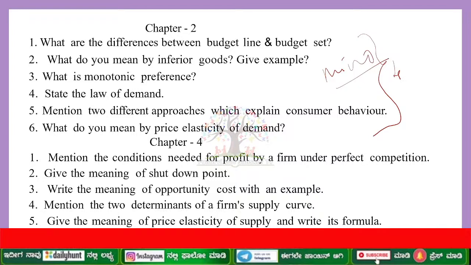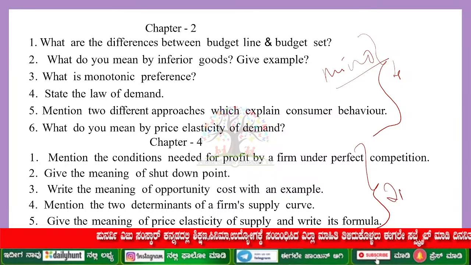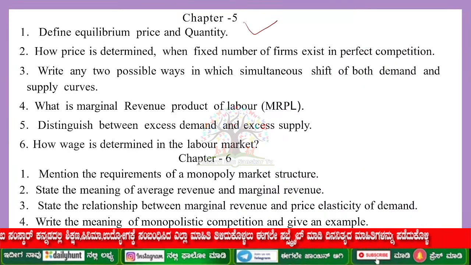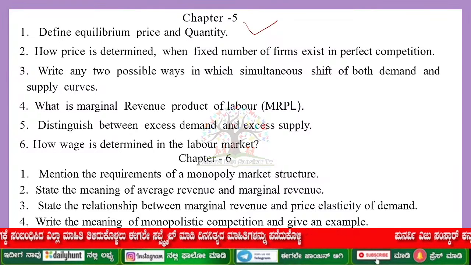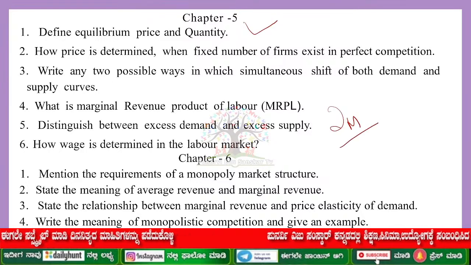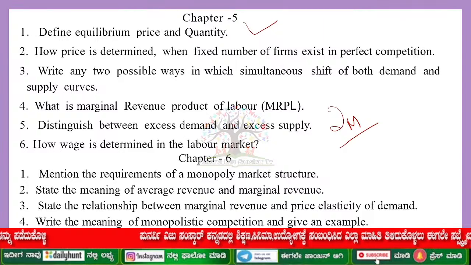Then the 4th chapter, that is, theory of firms and perfect competition. Please do prepare these important questions. All these 5 questions are very, very important for 2 marks. And from market equilibrium, that is the 5th chapter, there are 6 important 2-mark questions. So prepare all these 6 questions. It will be very useful for you, dear students.